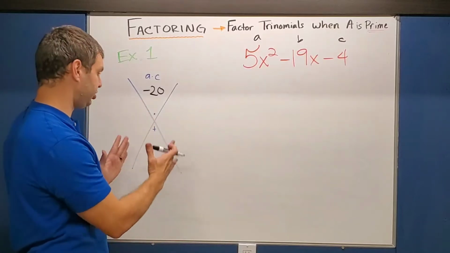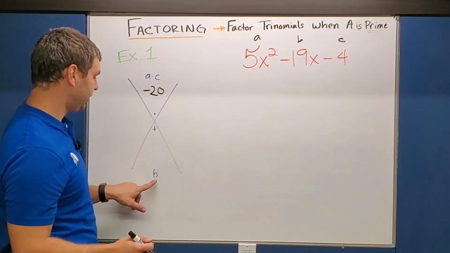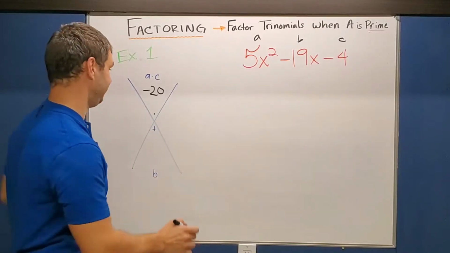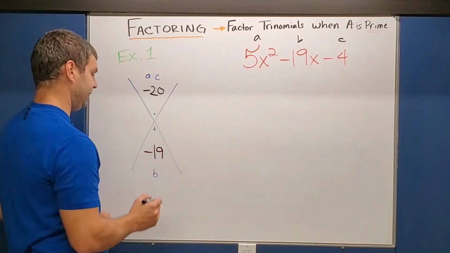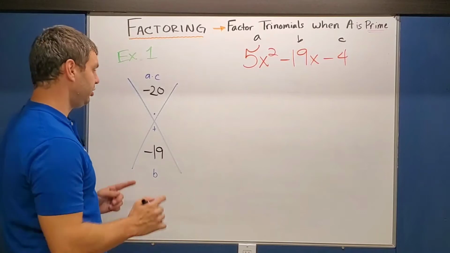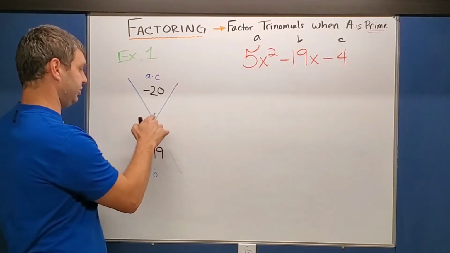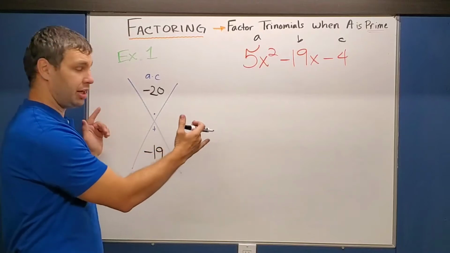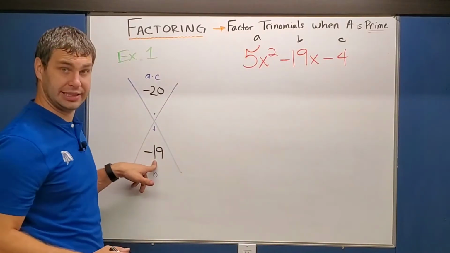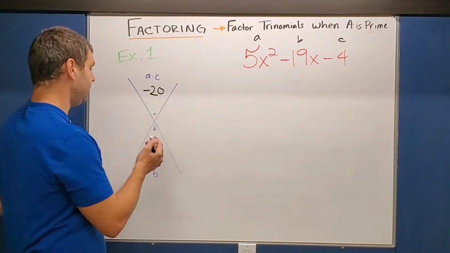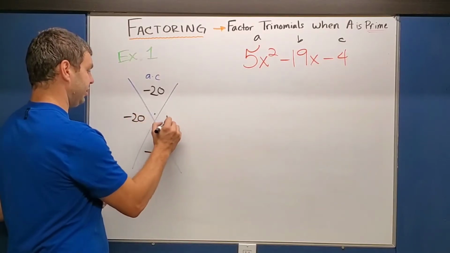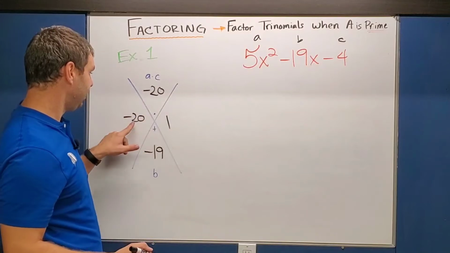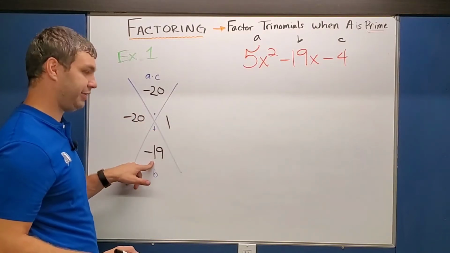This is our little X-shape graphic organizer we're going to use. In the bottom of that graphic organizer is going to go our B term, which is -19. And then I'm looking to find 2 numbers that multiply to be -20, and those same 2 numbers are going to add to be -19. The only numbers that will work here are going to be -20 and 1. -20 times 1 is -20, and -20 plus 1 is -19.